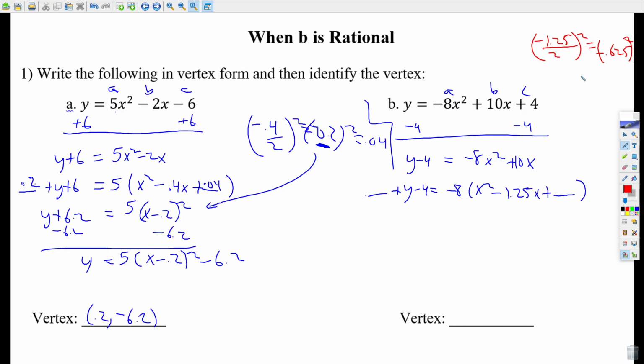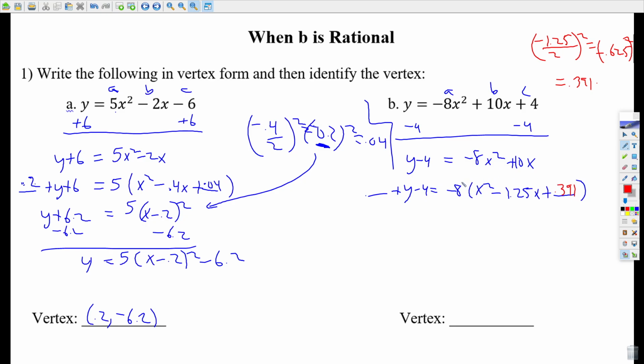Which is going to be a fairly bad decimal, 0.39065. Let's just use 0.39. That's fine. 0.391. So it'll have to be a rounded answer. That's fine. So we put 0.391 here as a rounded up.